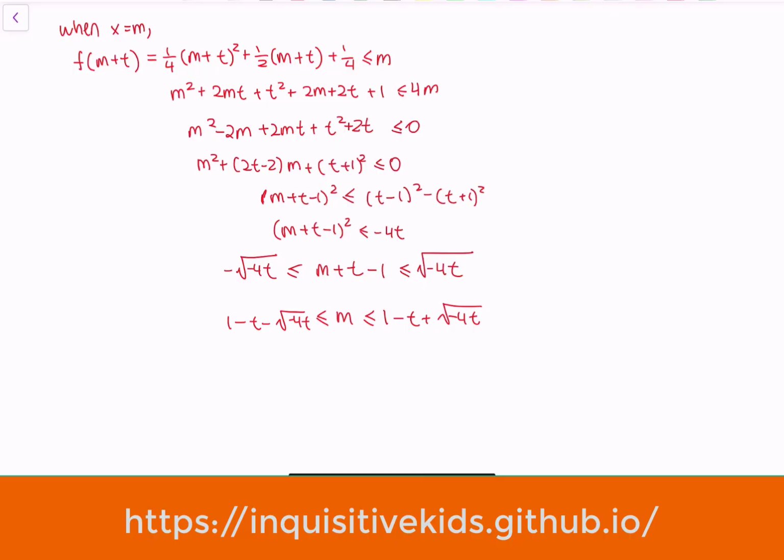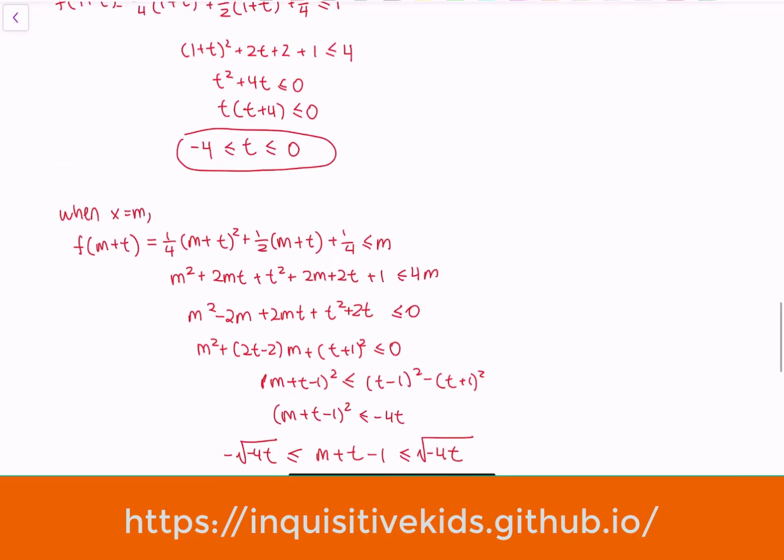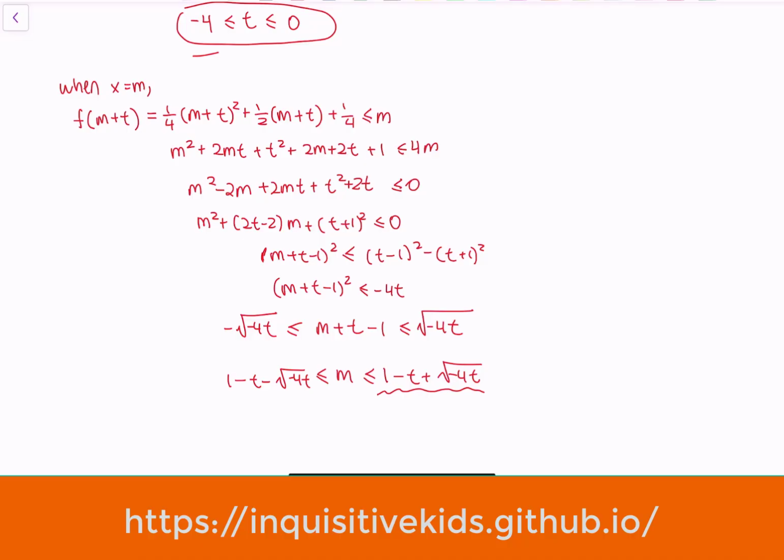Let's observe. We see that as t increases, this expression decreases. And this is the upper bound of m. We want the upper bound of m to be as high as possible so m can reach its maximum value. This means we have to take t's smallest value. So what was t's smallest possible value again? We found earlier that t has a minimum value of negative 4.